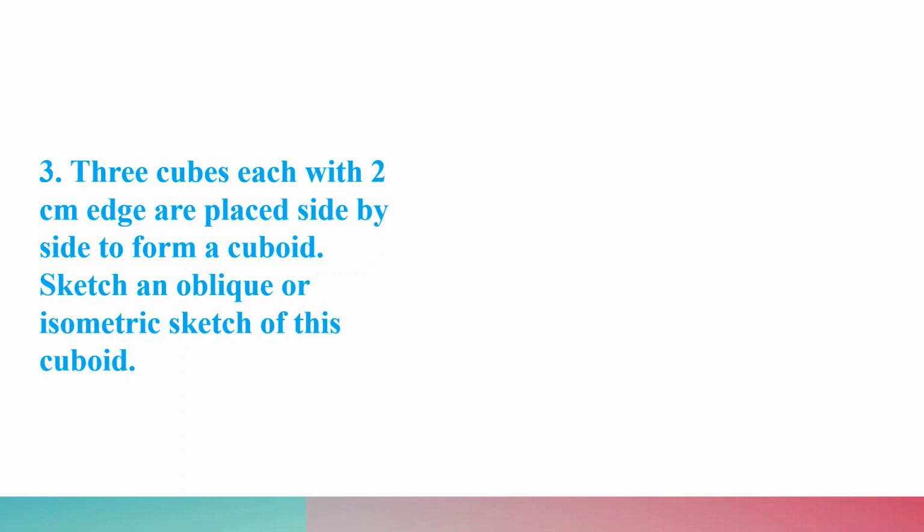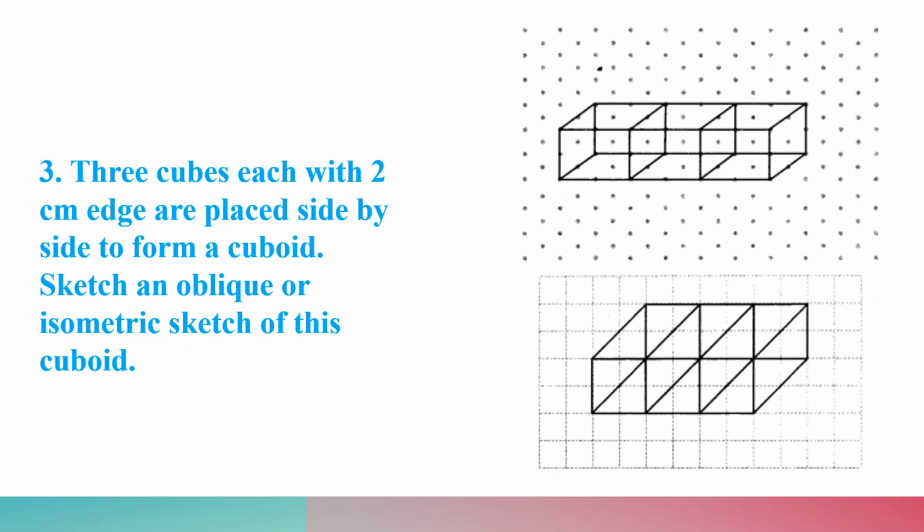The best way of understanding these questions is to take the square sheet, take the isometric sheets and draw them over there. So over here also, for your reference, I'll show how their oblique or isometric sketches look. So here we go. You can see in the first one 3 cubes are joined end to end and form a cuboid on the isometric dot sheet, whereas in the second part you can see it is drawn on a squared sheet and it forms again a cuboid.